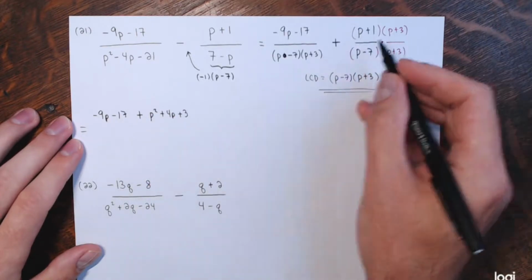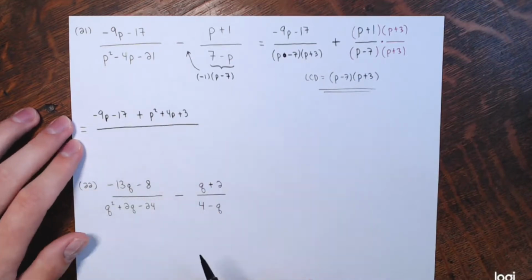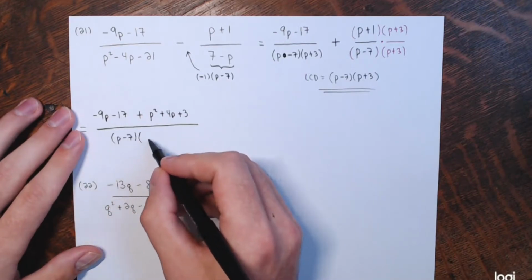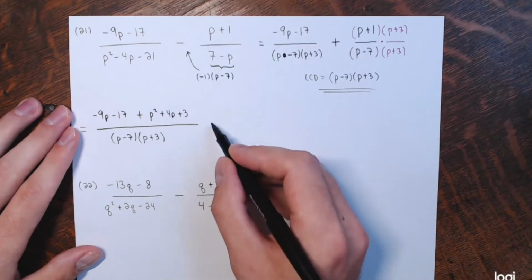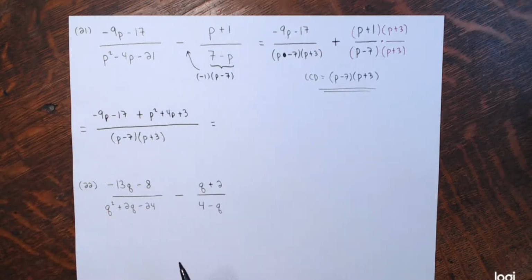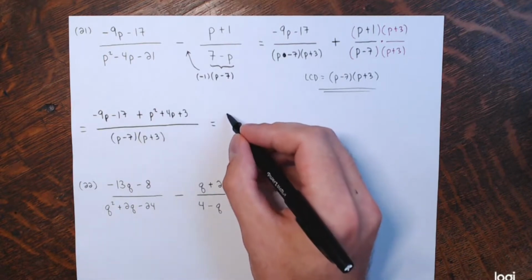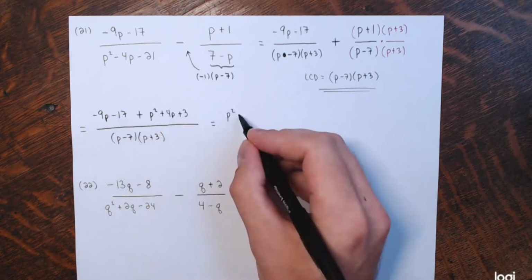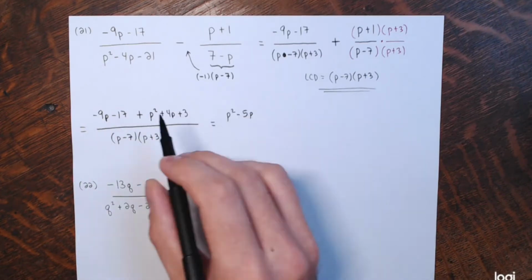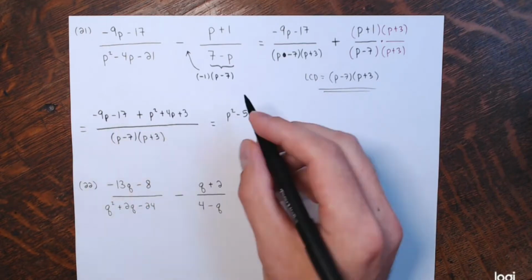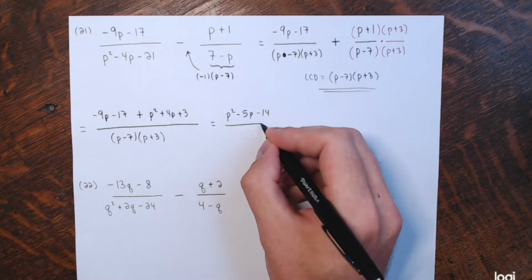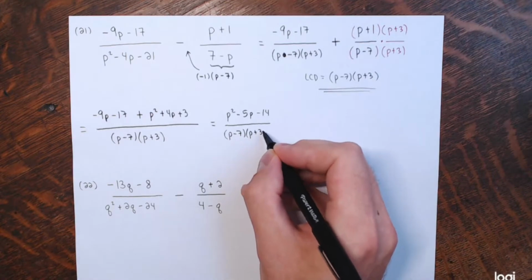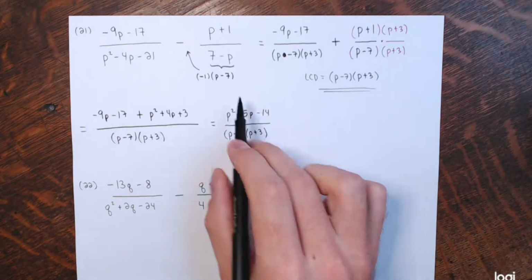That's p plus 1 times p plus 3. And then all of this divided by that common denominator, the LCD here, p minus 7 times p plus 3. Now I combine like terms up in the numerator. We'd have p squared, then negative 9p plus 4p, that'd be minus 5p. We have negative 17 plus 3, negative 14. And then again the LCD in the denominator, p minus 7 times p plus 3. And great, there's the difference of these two.